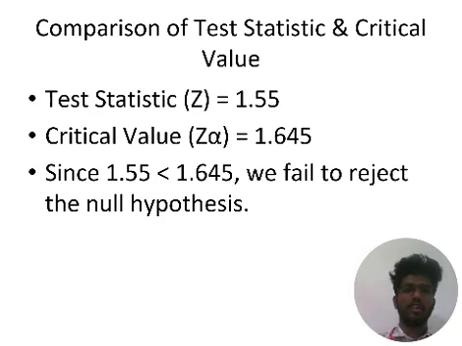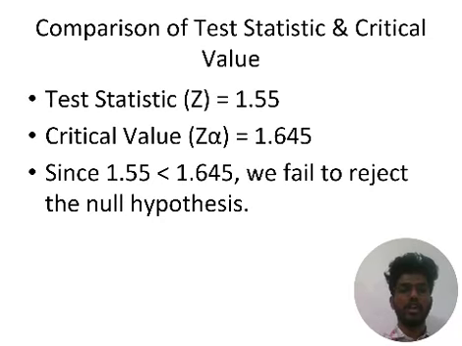Comparison of test statistic and critical value. Here is the comparison. Test statistic Z equals 1.55. Critical value Z alpha equals 1.645. You can observe the test statistic and Z alpha calculated in the above slides. Since 1.55 is less than 1.645, we can say that we fail to reject the null hypothesis.